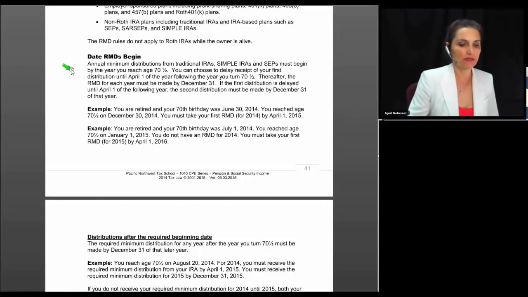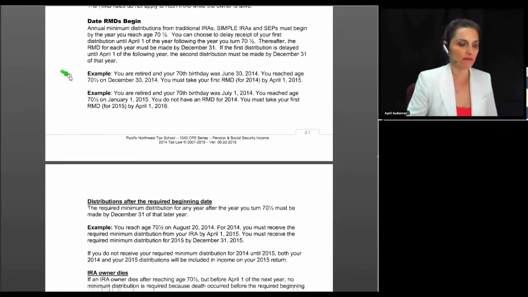You can choose to delay receipt of your first distribution until April 1st of the year following the year you reach age 70 and a half, though. And thereafter, the required minimum distribution for each year must be made by December 31. If the first distribution is delayed until April 1st of the following year, then the second distribution must be made by December 31 of that same year.